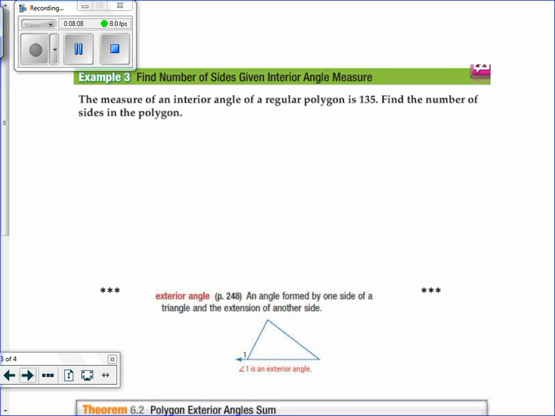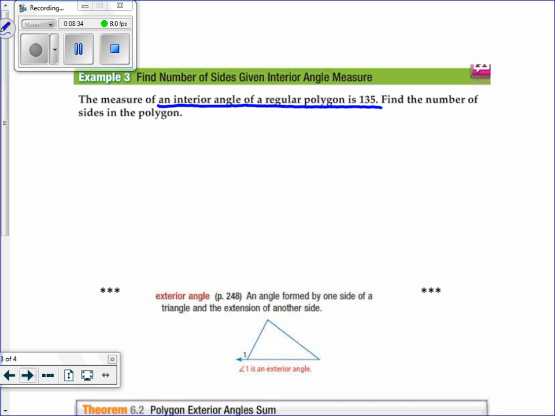Example 3, find the number of sides given interior angle measures. The measure of an interior angle of a regular polygon is 135. So one interior angle is 135 degrees. Find the number of sides in the polygon. It's a regular polygon, which means all of the angles are the same.